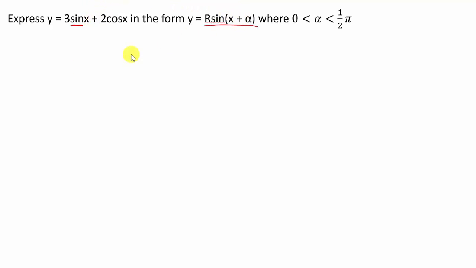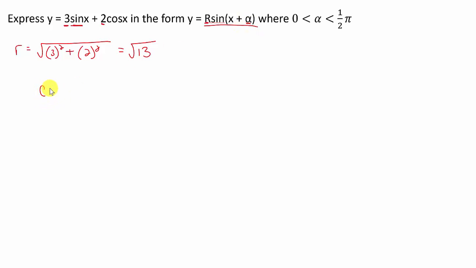My signs match. So what we're going to do is find r first, and r is going to be the square root of 3 squared plus 2 squared. And you're just going to do that math. And so, of course, you get square root of 13, and we're going to leave it as square root of 13 because we don't want to write the decimal, okay? And then I need to figure out what this alpha is to be able to write it in this form. I've already found r. I need to figure out what is alpha.